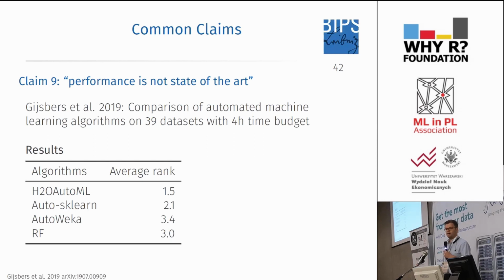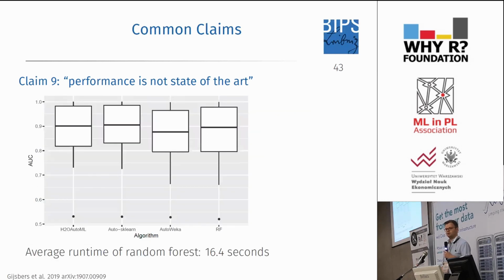But if you now look at the actual AUC, it's not that clear. So yes, H2O AutoML performs better than random forest, but it's very, very close. And the random forest took on average 16 seconds and not 4 hours. So it might not be such a bad approach to compare to these AutoML approaches.